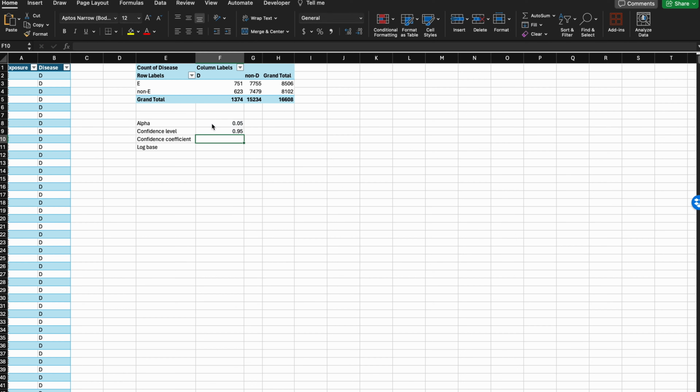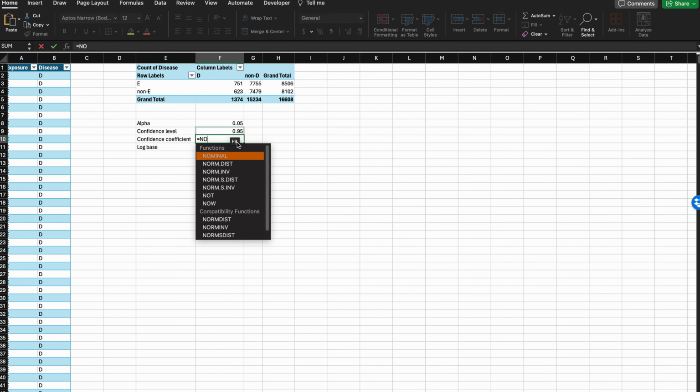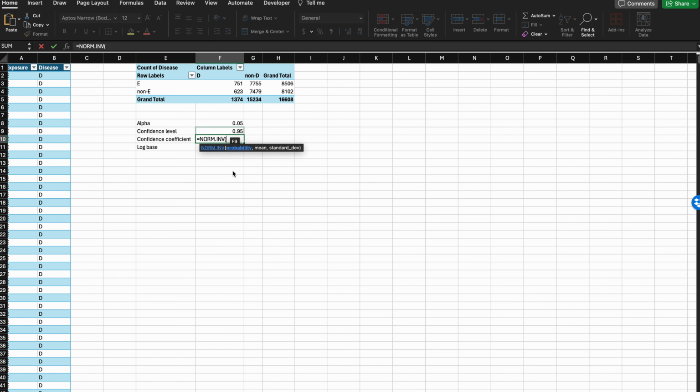Let's do our confidence coefficient. Now for each of these measures of association, we are going to make use of the standard normal distribution, the Z distribution. So to calculate this confidence coefficient, we're going to say equals NORM.S.INV. It's going to be 1 minus alpha divided by 2, so that we get to 0.975. Remember, mean of 0, standard deviation of 1. And we get to the very familiar 1.96 for our confidence coefficient.